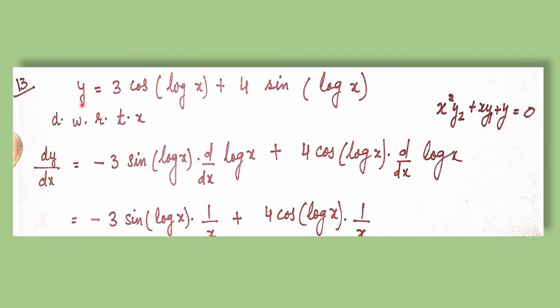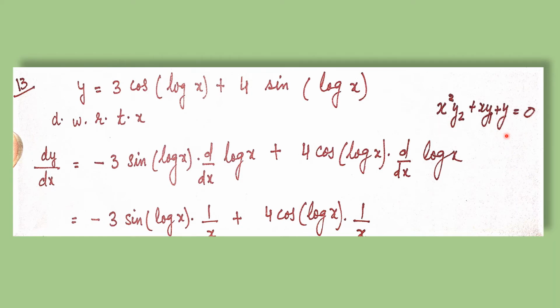Now the question says that y is given equal to 3 cos of log of x plus 4 sine log of x. What you have to show is that x square y2 plus x y1 plus y is equal to 0. Now when we are saying y2, this is actually the second order derivative of y, which is equal to d square y upon dx square. And when we are saying y1, this means dy upon dx. So I repeat, dy upon dx is equal to y1 and d square y upon dx square is basically y2. So this is what you have to prove.